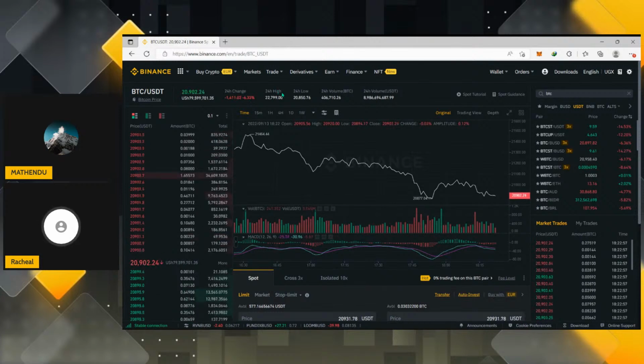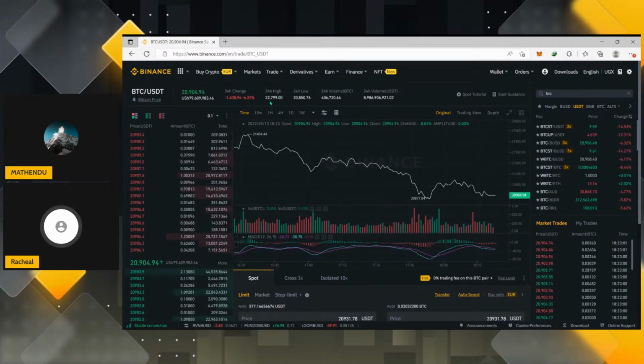Same thing with the 24-hour high. For the 24-hour high, we have 22,799. What that means is that in the last 24 hours, from yesterday this time to right now, the highest price that Bitcoin has reached was 22,799.